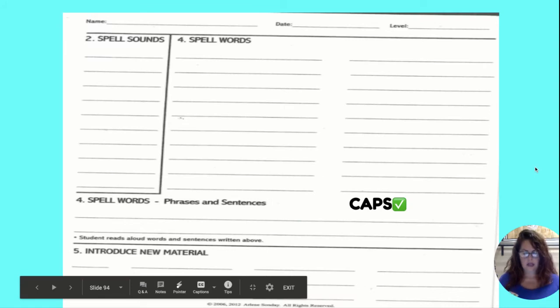Okay. Now we're on to the spell words, phrases, and sentences section. I am going to read a sentence or a phrase to you, and you're going to write it right there. So you're going to repeat the sentence, and then you're going to tap out the sentence, one word per finger, okay? And then you're going to write the sentence. So listen carefully.